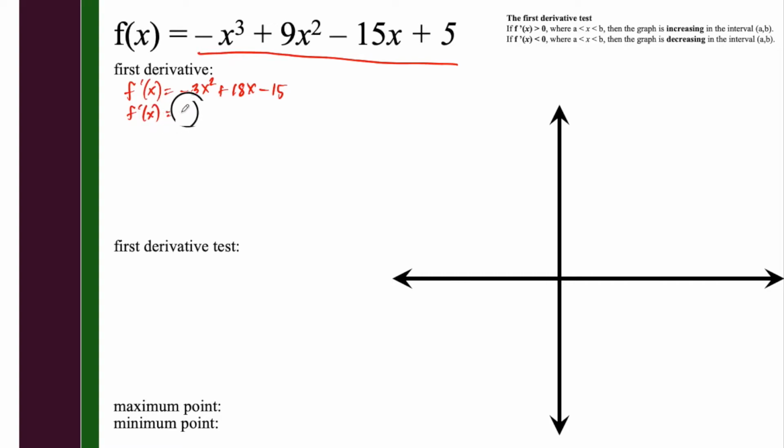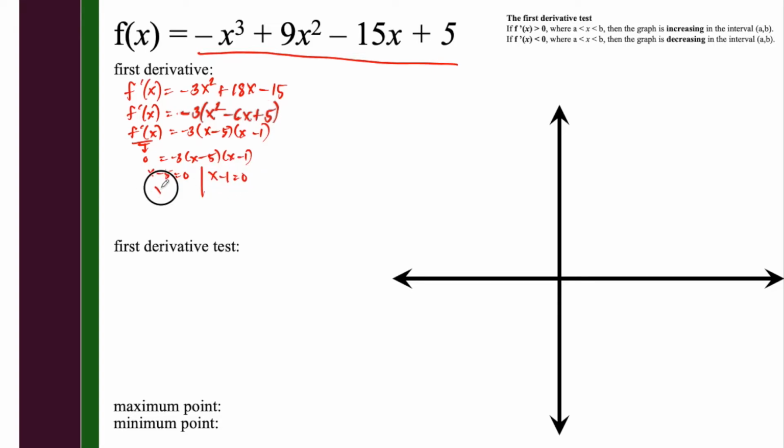We may factor negative 3 out. Negative 3 times x minus 5 times x minus 1. So setting this to 0 again to find the maximum and minimum point, we may ignore the constant here. So that gives us x minus 5 as 0 and x minus 1 as 0. Thus, the values of x are 5 and 1. Again, these points are what we call the critical points.